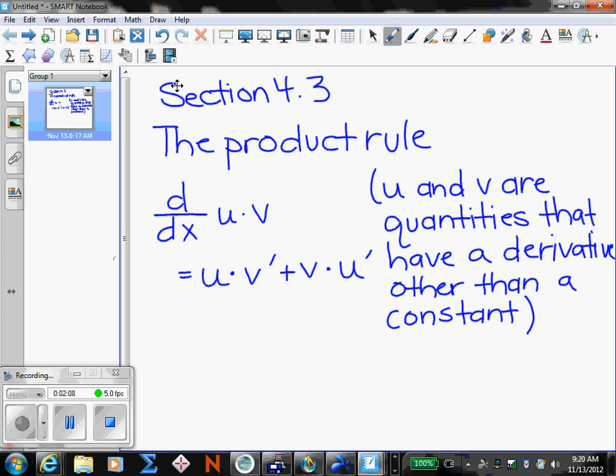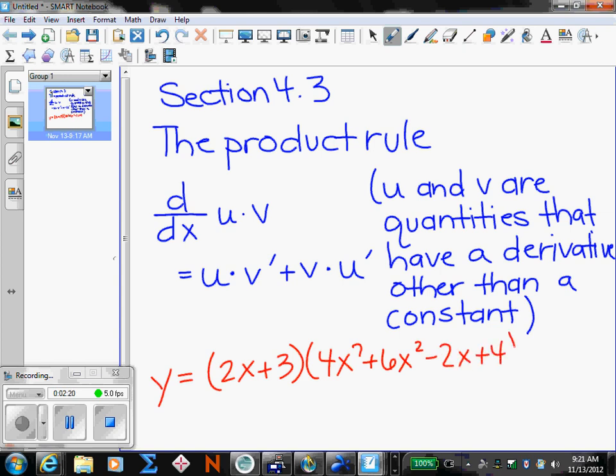So what does this mean? If our function looks like this, and you want to find the derivative of it, it is the product of two quantities. So we have to use the product rule. I could FOIL it out and take the derivative that way, but using the product rule will be much easier for you to do. So I'm going to follow this formula.